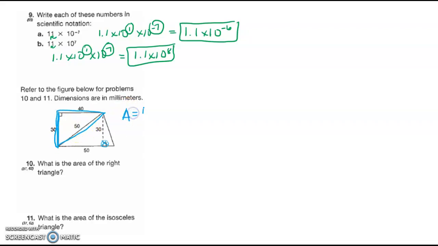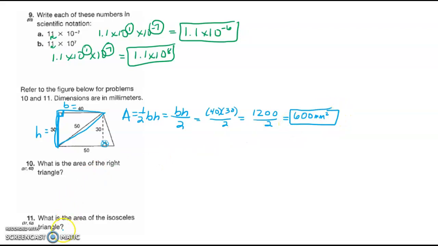So we know that the area of a triangle is 1/2 base times height, or base times height over 2. And we know base and height have to make a 90-degree angle. It doesn't have to be a right triangle, but base and height have to make a 90-degree angle. So our base is going to be 40, our height is going to be 30. So I have 40 times 30 over 2, which is 1200, over 2, which is 600 millimeters squared.